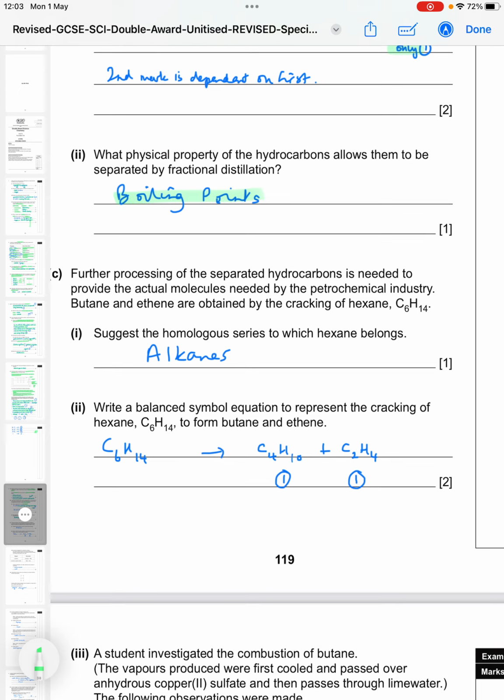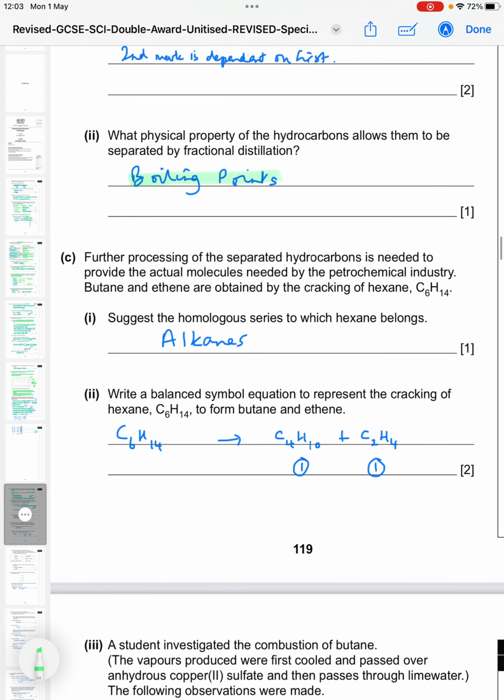What physical property of the hydrocarbons allows them to be separated by fractional distillation? Well, it's the fact that they have different boiling points. And then further processing of the separated hydrocarbons is needed to provide the actual molecules needed by the petrochemical industry.